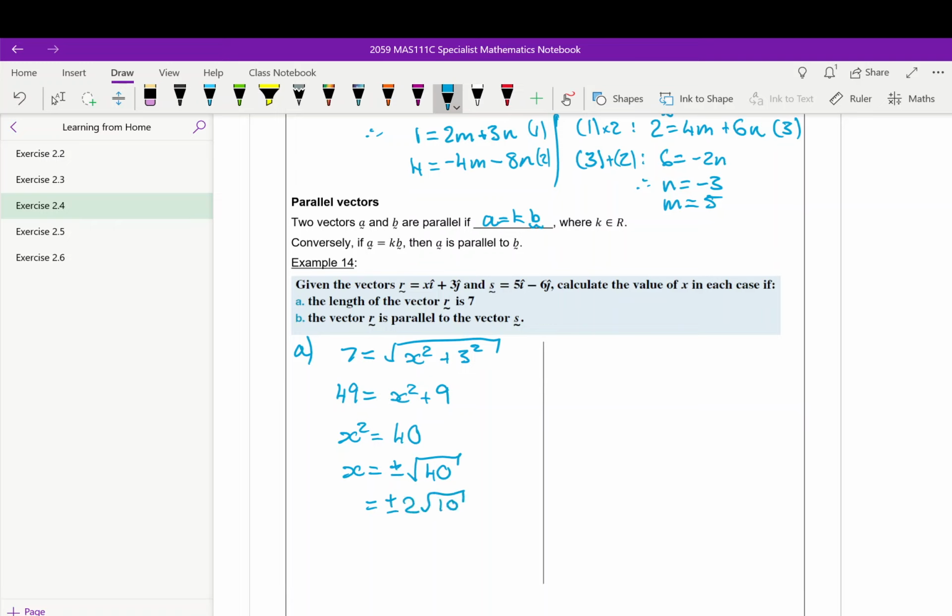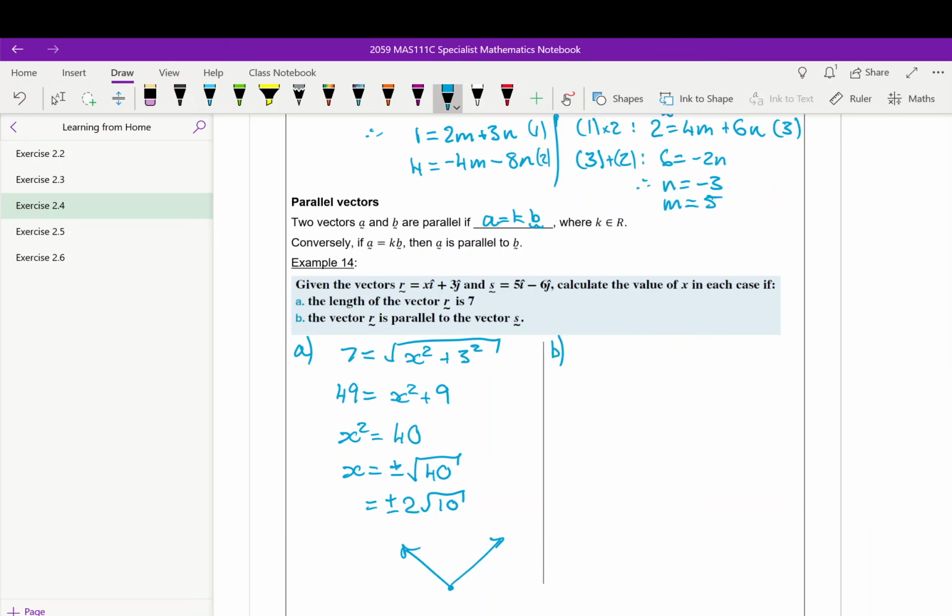So the reason why this solution can be negative is because at this point we're just looking for a coefficient of i. So coefficients of i can be positive, they can be negative. So consider this as two lines that have the exact same magnitude, which is a magnitude of 7, but one is coming out to the right and one is coming out to the left. So they both have the same length, but whether x is positive or negative just changes the direction. Okay, part B.